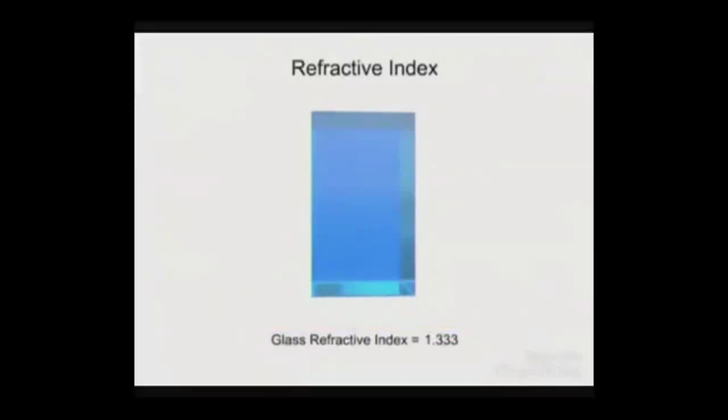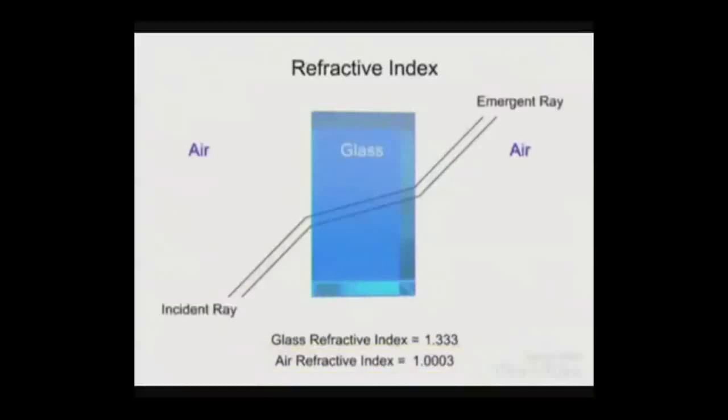In contrast, the refractive index of air medium is 1.0003. See, when the incident ray from air travels through glass, the ray is bent towards the normal. From glass, when it is travelling to air, glass is a denser medium and air is a rarer medium.